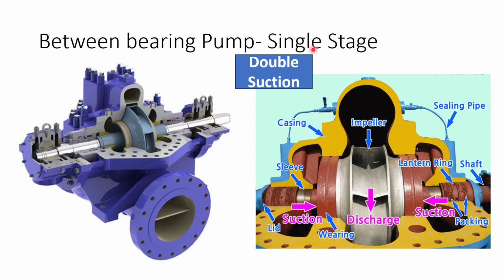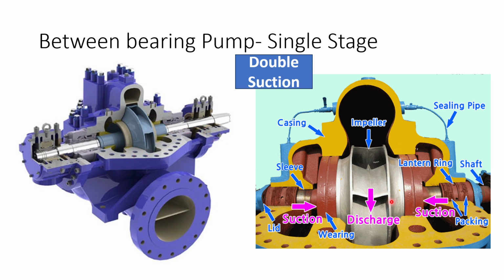In the previous slide we saw the overhung type of pump. In this slide we can see the between bearing pump. Between bearing means that the shaft has bearings on both sides and the impeller is in between the bearings. So this pump is a double entry, double suction pump. Liquid enters from here as well as from here and goes out from here. This is the bearing portion, gland portion, bearing portion, gland portion and bearing portion.